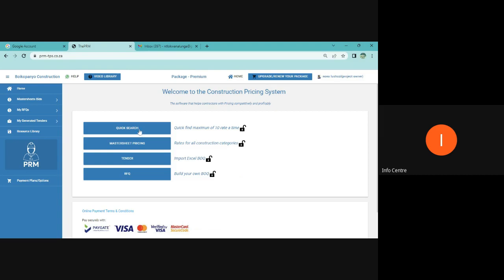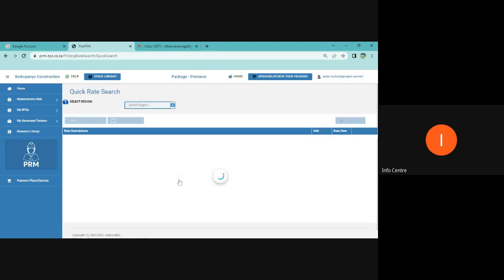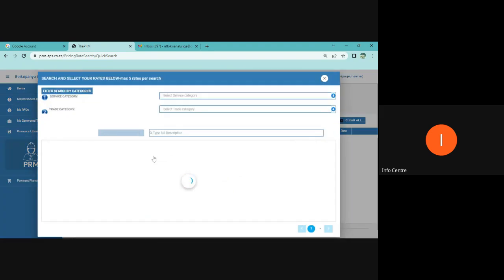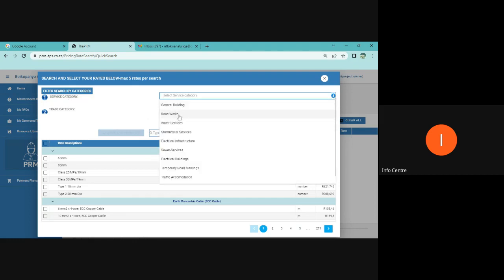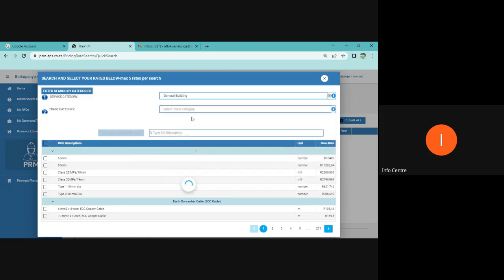That said, let's click on quick search. Quick search, first thing we do is we select our region. So say, for example, I'll select Namibia, then I'll click on search the rate. It will ask me to select the service category first. This is number 1. So as you can see, we've got general buildings, roadworks, water, sewer, stormwater, electrical, building, temporary road markings, traffic, accommodation. So I go for general buildings.